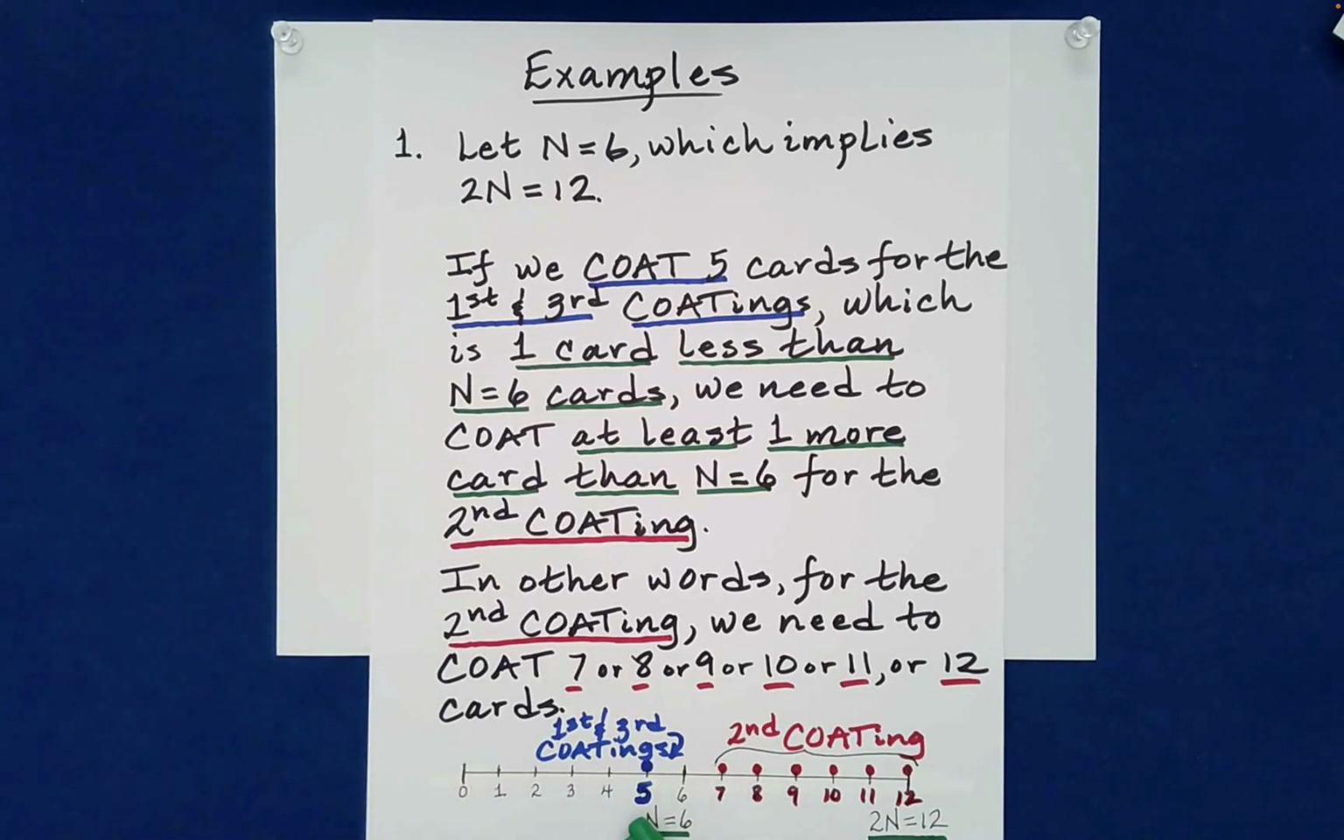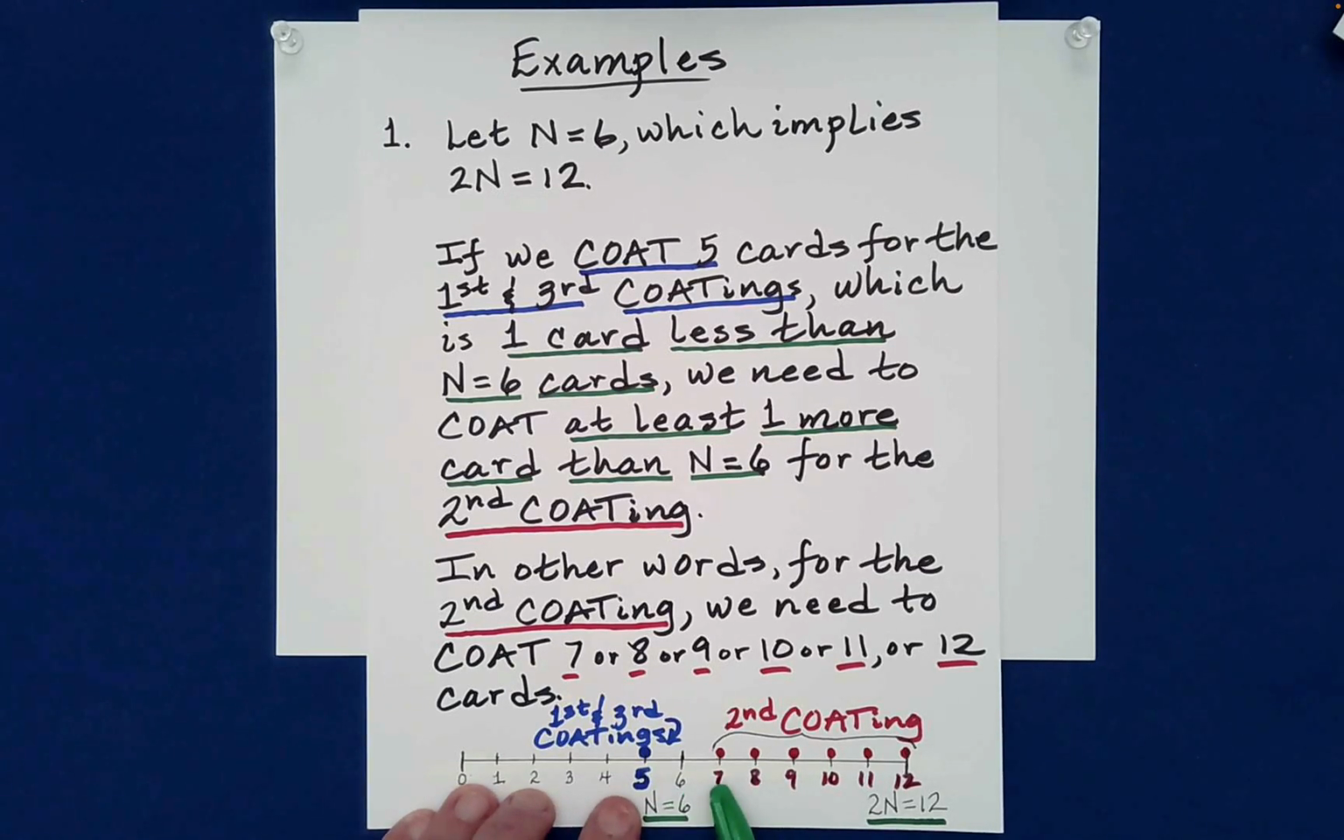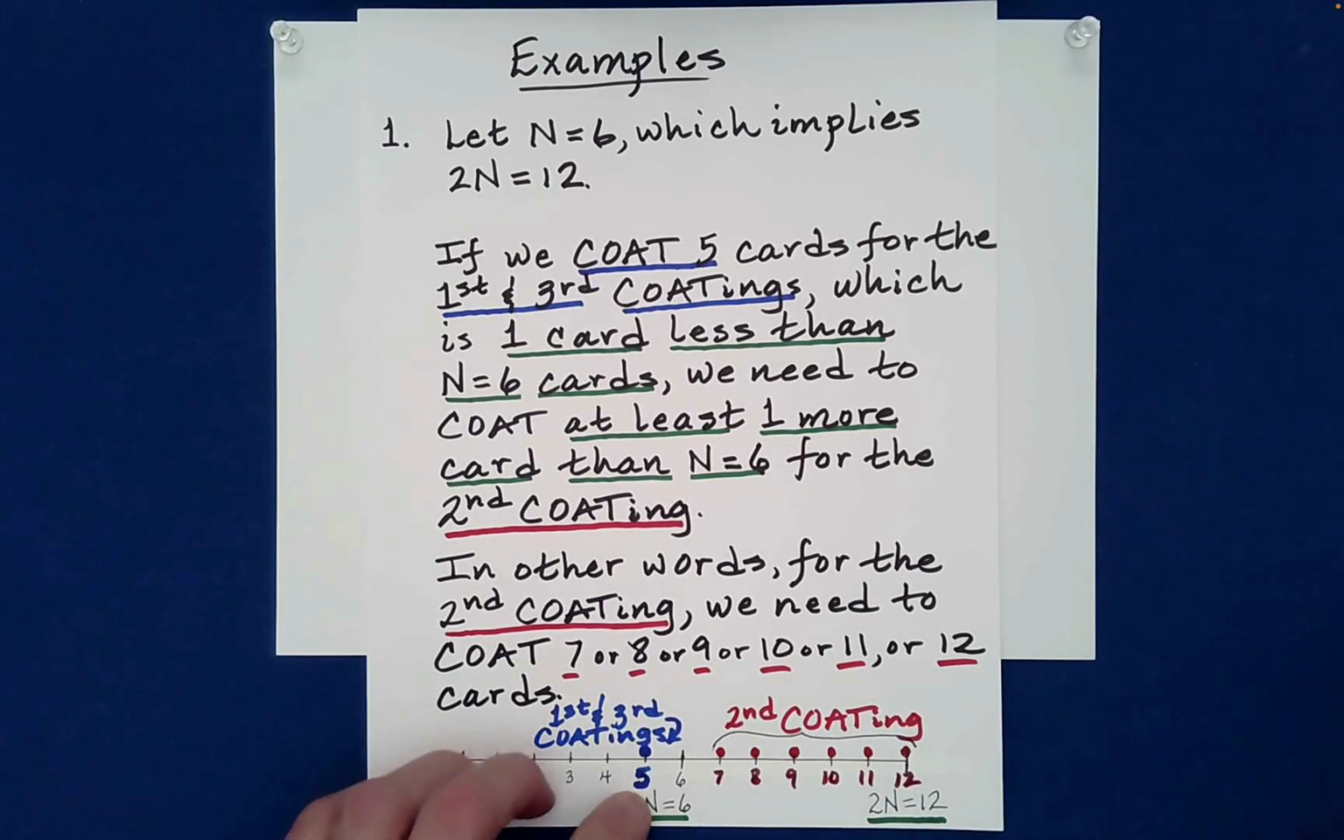Okay, so here, at the bottom, is our first coating. In fact, it will be our first and third coating. It has 5 cards in it. Well, we need to coat a number of cards that's at least 1 larger than n equals 6, for the simple reason that 5 is 1 less than n equals 6. So any of these values could be used. So let's go ahead and demonstrate that right now.